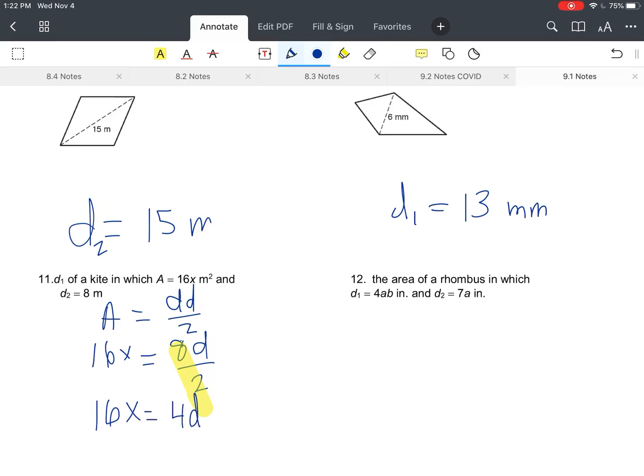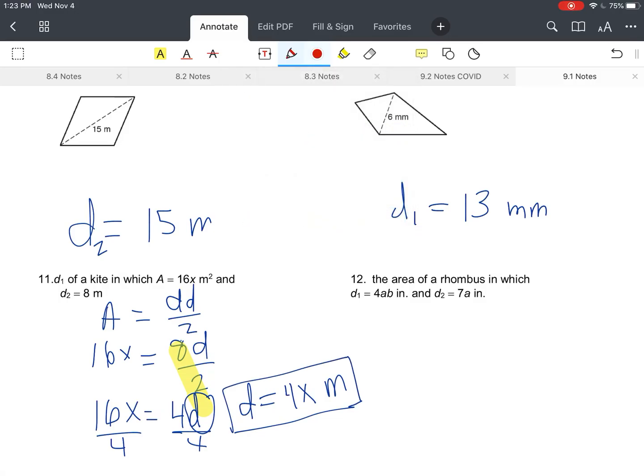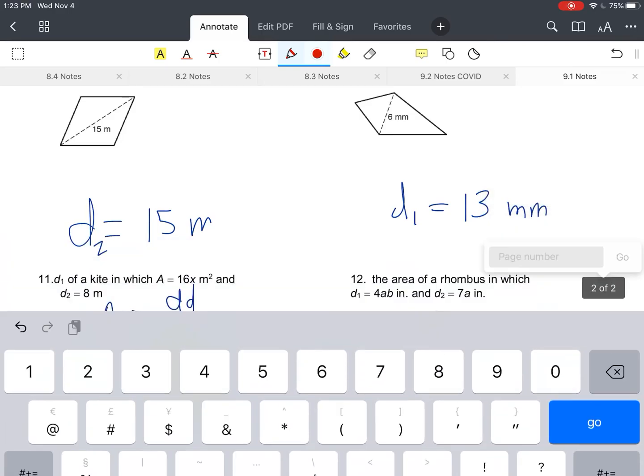Last time I multiplied both sides by 2, so this time I'll simplify 8 divided by 2, and you're going to get 4. So 16x equals 4D. Remember, I'm solving for D. I want to know the other diagonal. So I'm going to divide both sides by 4. 16x divided by 4 will be 4x. So D equals 4x meters. And yes, it's cool that you have x in your answer.